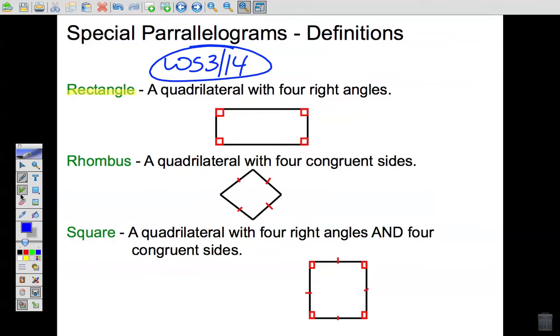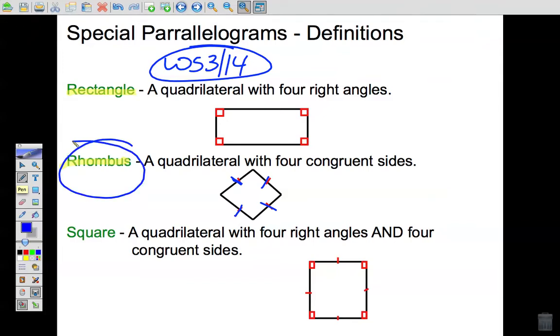Now a rhombus is a four-sided figure, or a parallelogram, or a quadrilateral with four congruent sides. So if you have a four-sided figure, a parallelogram that has four equal sides, it's considered to be a rhombus.